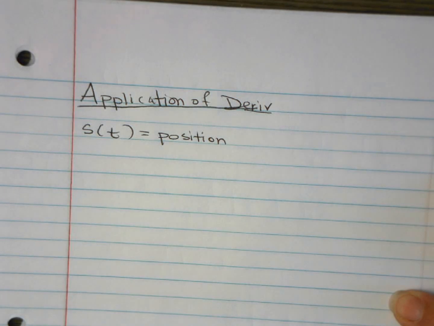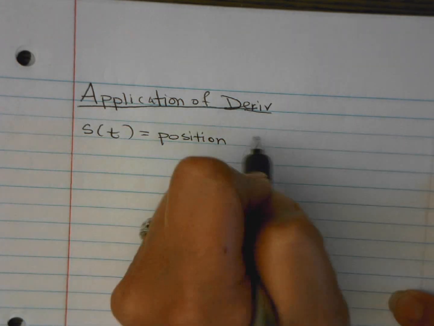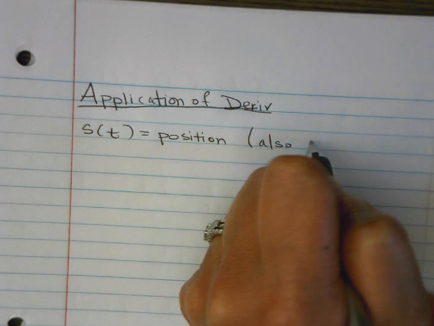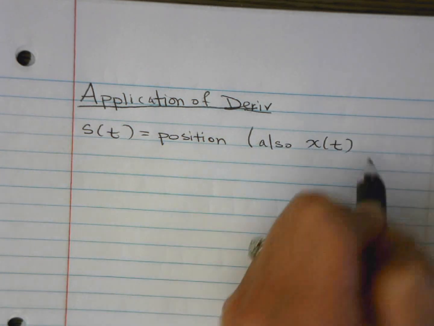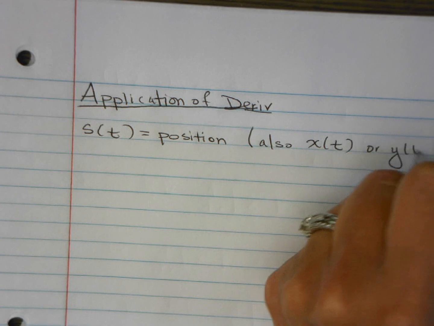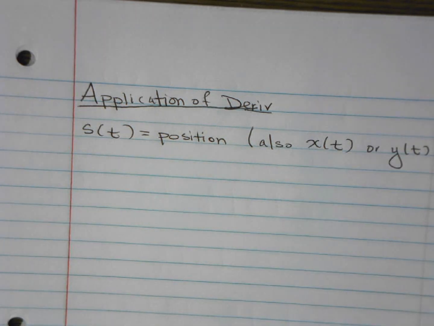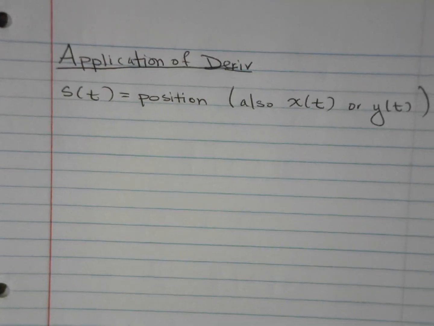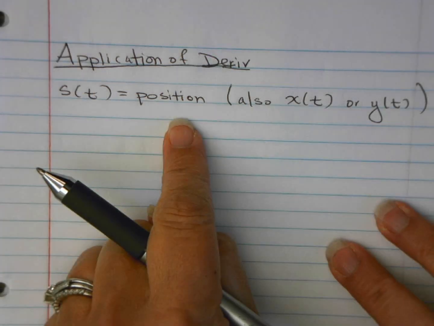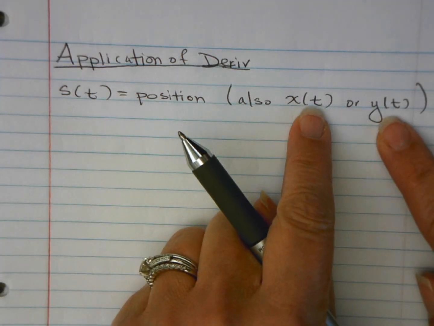And when we get into the parametric component, which is in the second semester, we'll actually use x of t and y of t because we'll specifically say it's horizontal or vertical. But I'm just going to do that for right now, just in case I accidentally get into old habits and throw in x of t or y of t. So S of t is considered position, but x of t and y of t is also position.